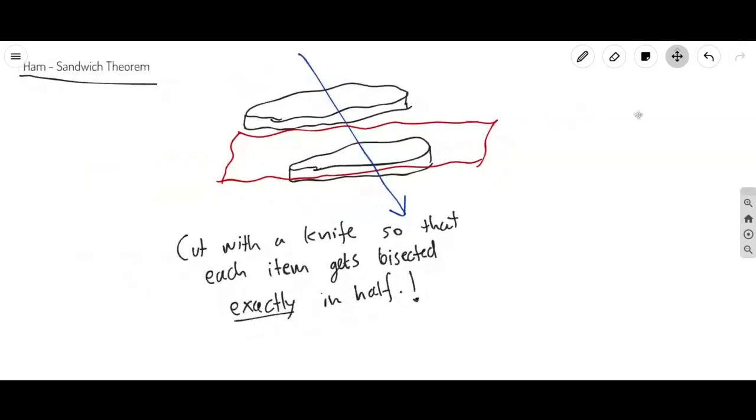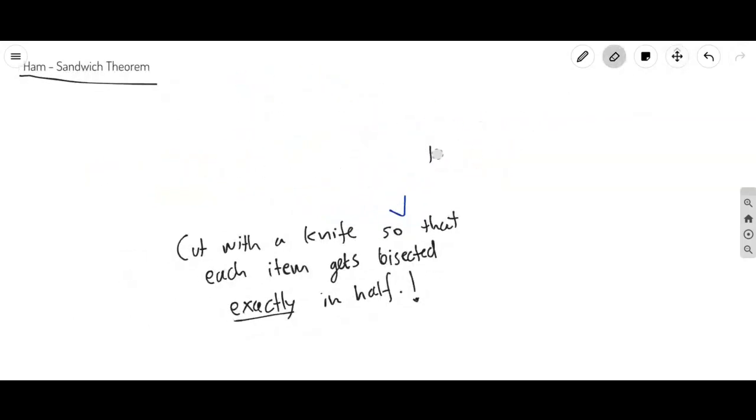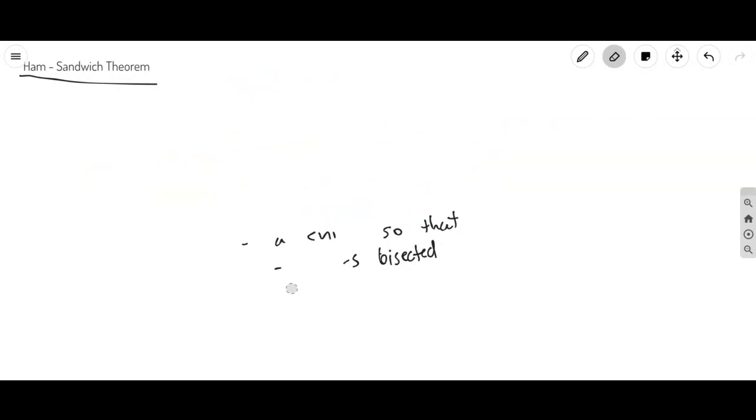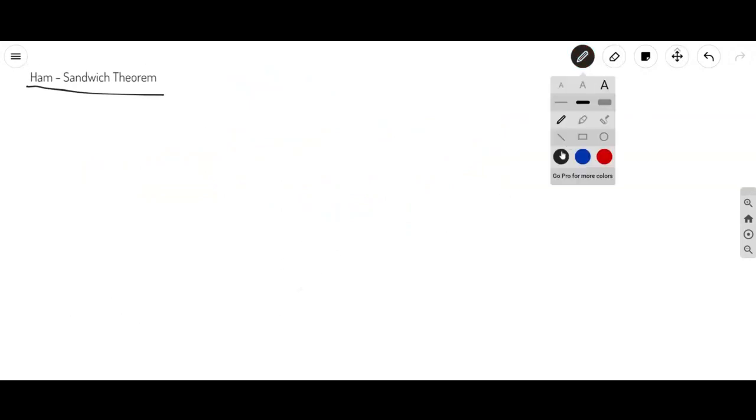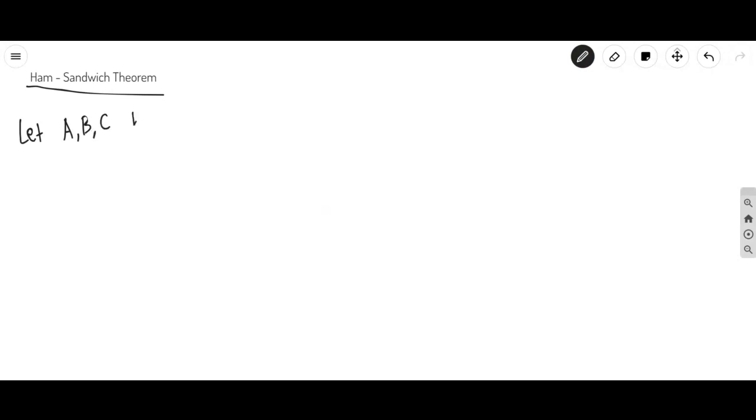So this is called the ham sandwich theorem. Let's say what it says a little bit more precisely. So here's the precise statement. It says: let A, B, and C be three bounded solid bodies in R3.